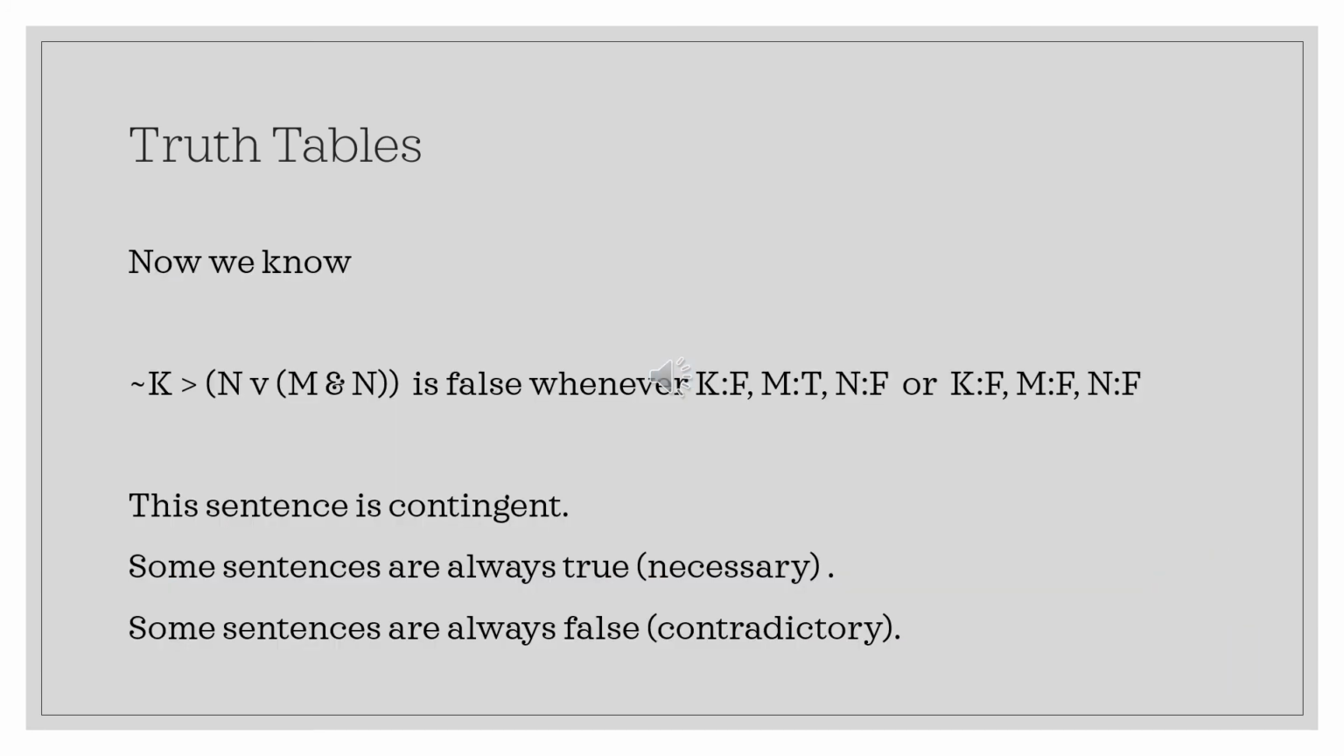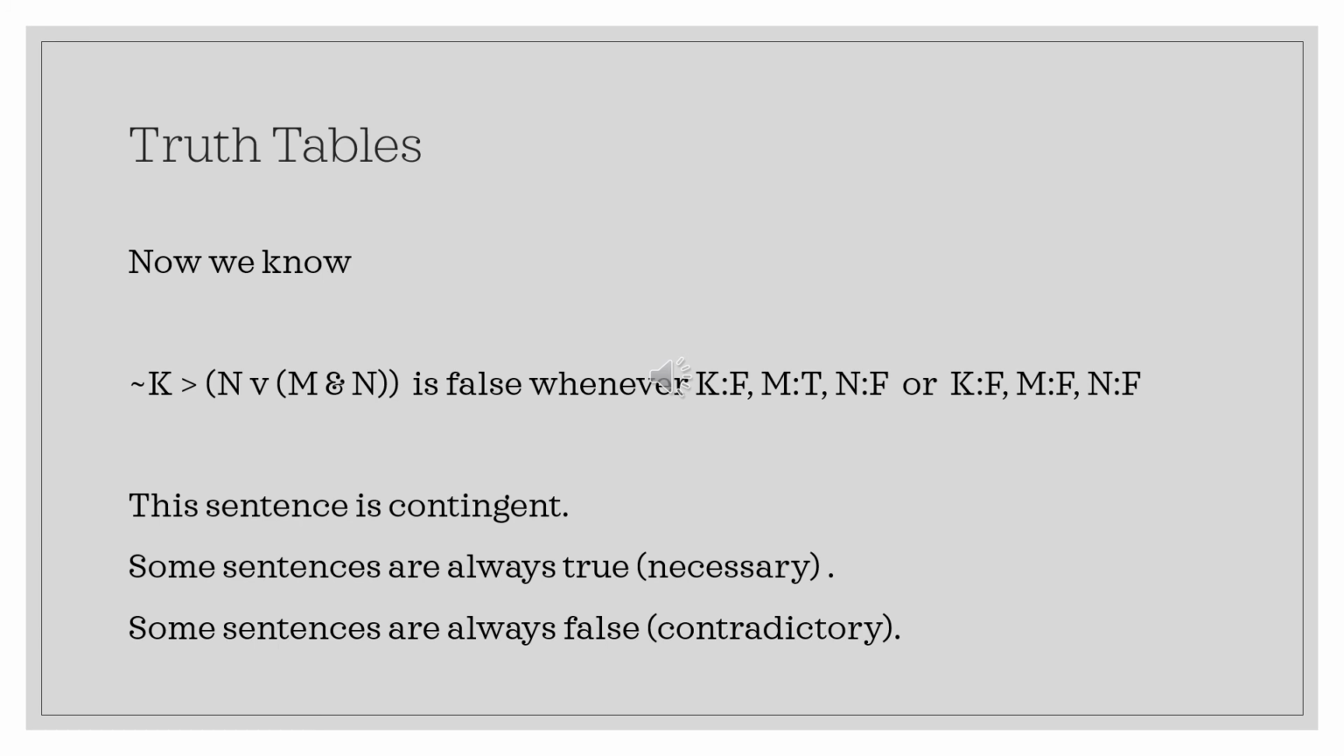Now we know that this complex statement is false given a particular truth value assignment. Given the assignment that K is false, M is true, and N is false, the entire statement is false. Similarly, the other truth value assignment, where all three of them are false, makes this sentence false as well. Because under some possible situations this sentence is false, but under other possible situations it is true, that is, under some truth value assignment to the letters you get true and under another you get false, we know that this sentence is called a contingent sentence. Sometimes it could be true and sometimes it could be false, depending on how the facts actually are.